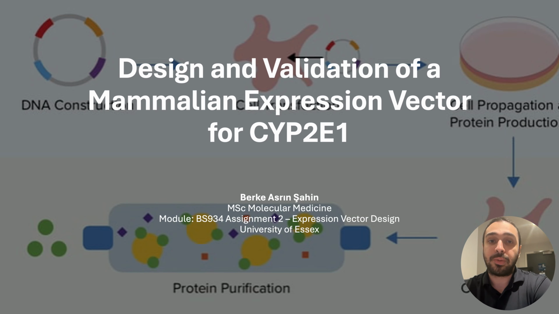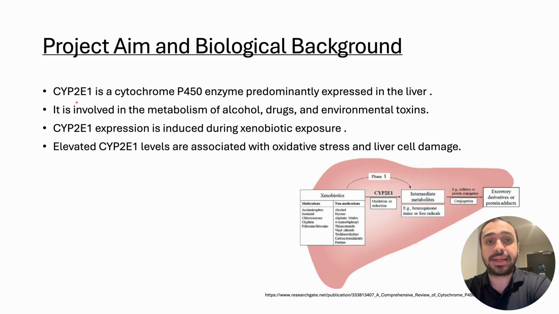Hello, today I will be presenting the design and validation of a mammalian expression vector for CAP2A1. CAP2A1 is a liver enzyme involved in the metabolism of alcohol, drugs, and environmental toxins. Its expression is induced during xenobiotic exposure, and elevated CAP2A1 levels have been associated with liver cell damage.